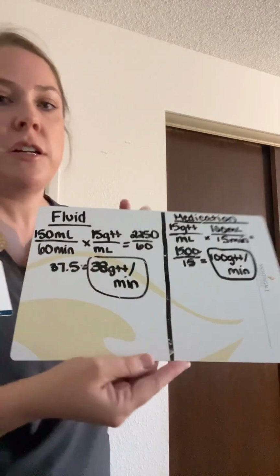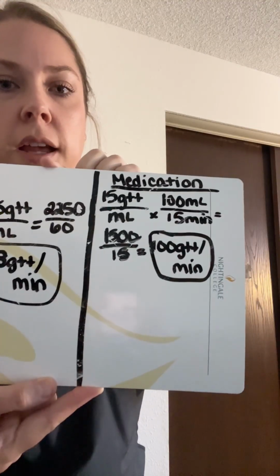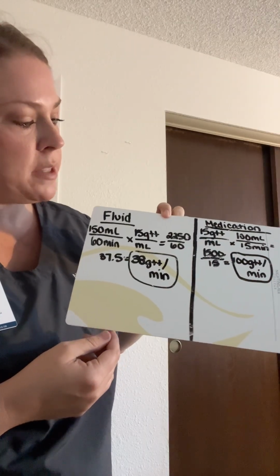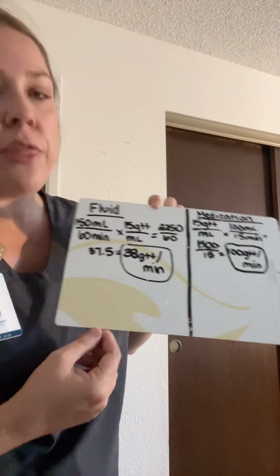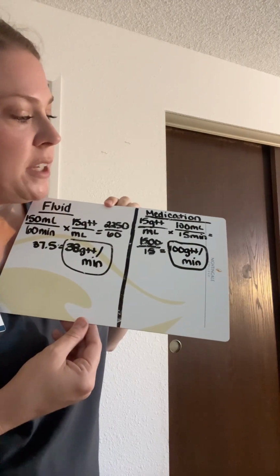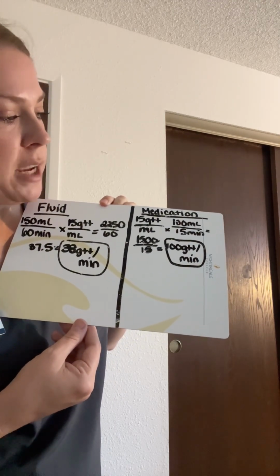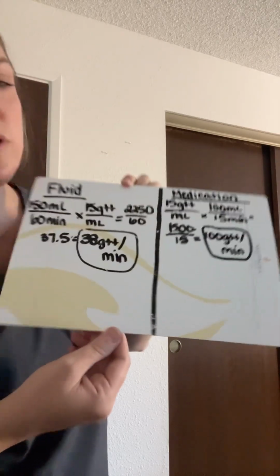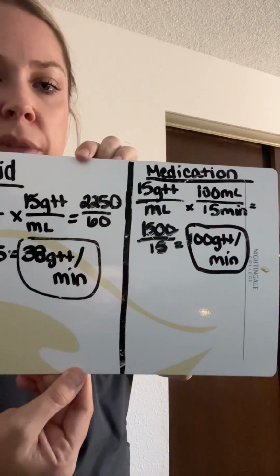So here is my math to figure out the drop factor for the fluid and the medication. The fluid: 150 mLs over 60 minutes times 15 drops over 1 mL. We get 38 drops per minute. On the medication, we have 15 drops over 1 mL times 100 mLs over 15 minutes, and that gives us 100 drops per minute on medication for amoxicillin.